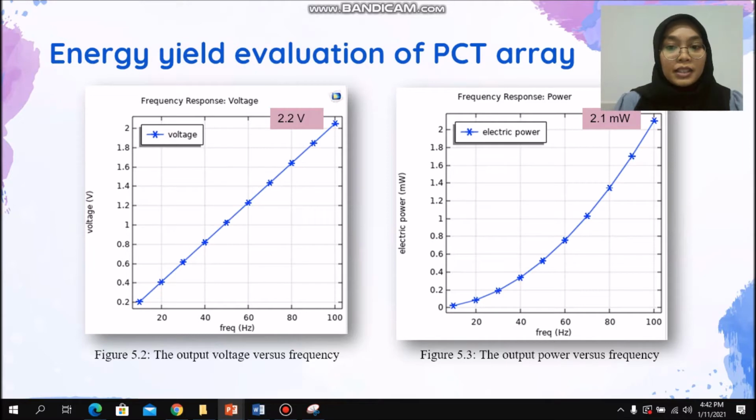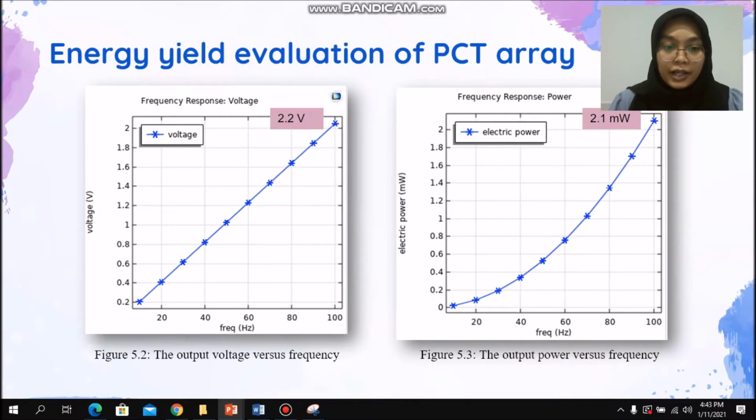This study has been focused on the frequency, as the frequency represents the speed of the vehicles in real practice. The speed of the vehicles can be converted into the time of compressions. The compression exerted from the surface of the vehicle tire will cause the PCT model to generate an electrical charge.